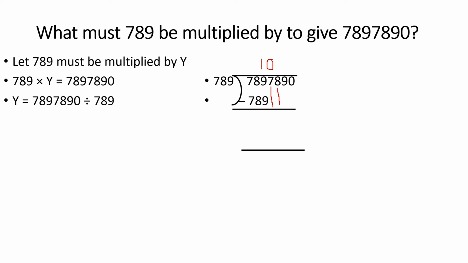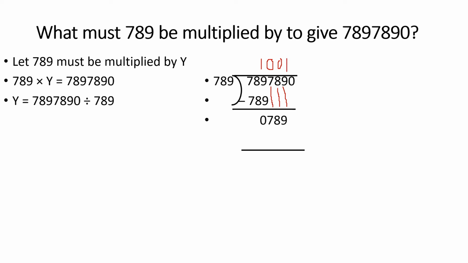Now we will write 8 also. Now it will become 78. Again 78 is also less than 789, so we will write down 9 here and 0 here. So now it will be 789. Now it can be divided by 789.